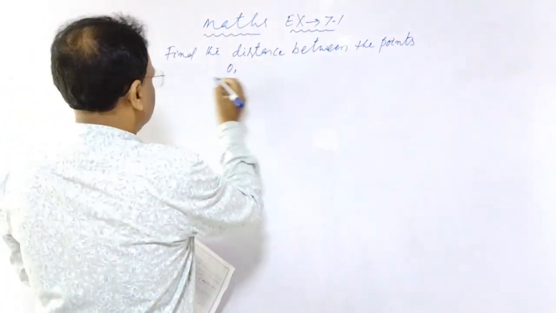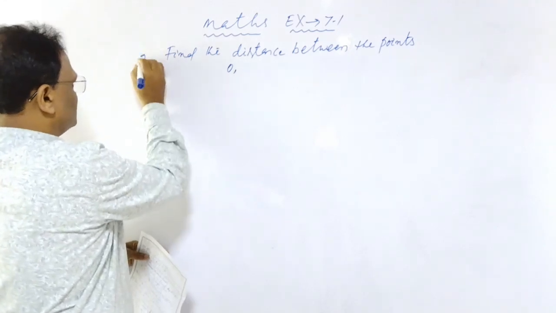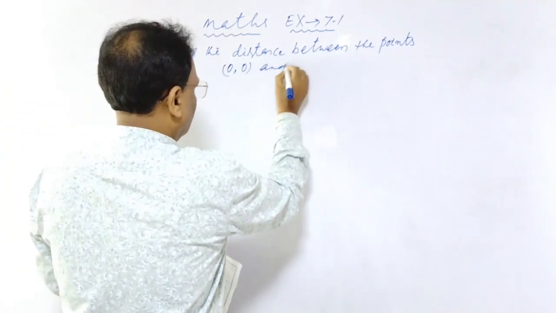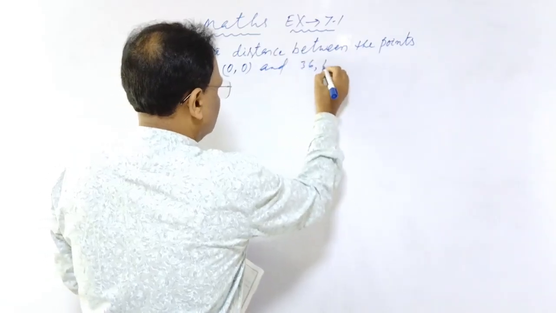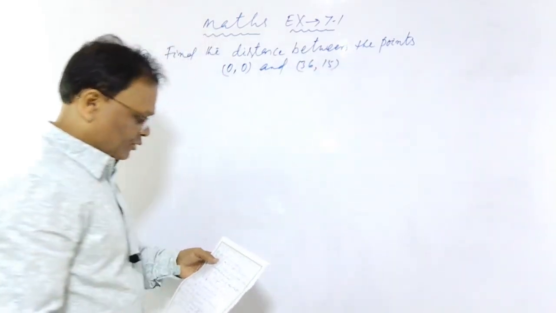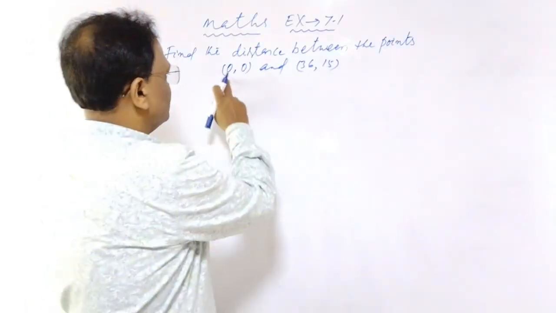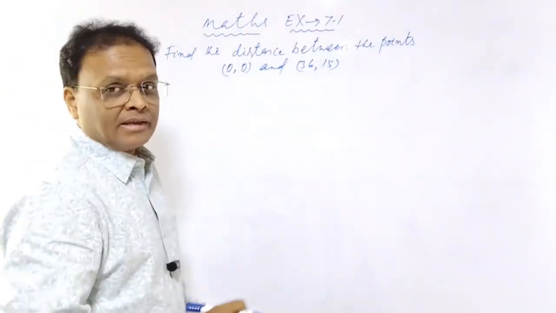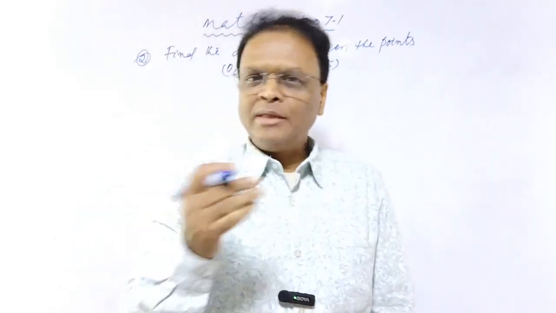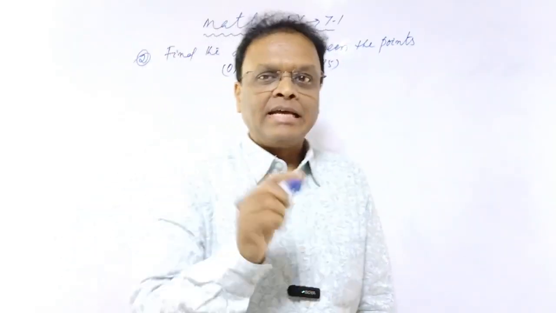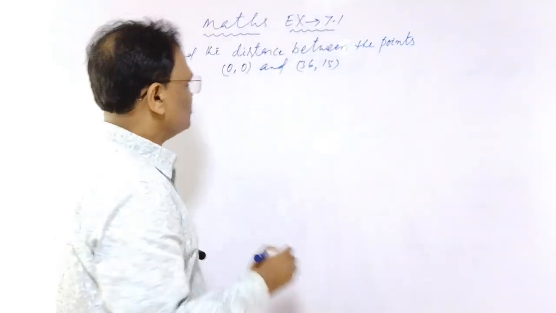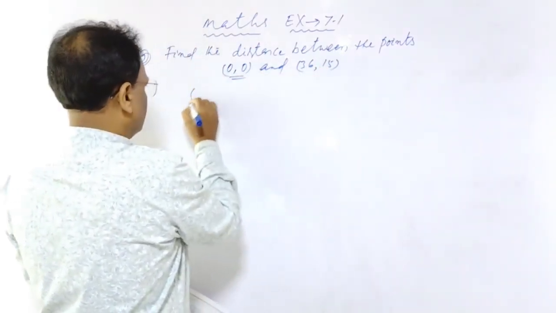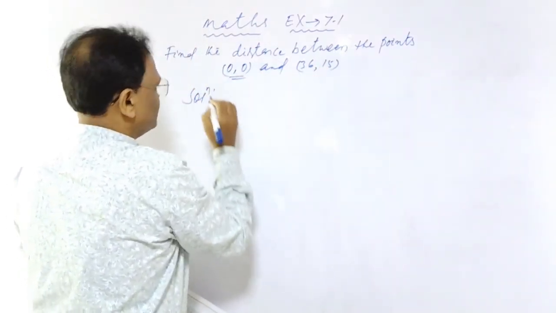This is question number 2. Find the distance between the origin and 36, 15. This is the point. Find the distance between 0, 0 and 36, 15. You might have remembered that the distance between the origin and any point is root over x square plus y square. Try to use the formula. This is the origin and this is the point. So what are the points given?